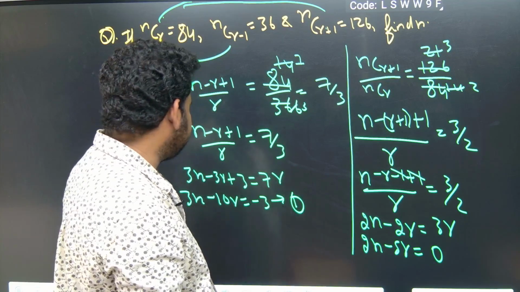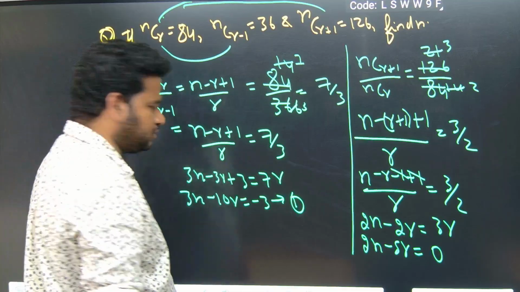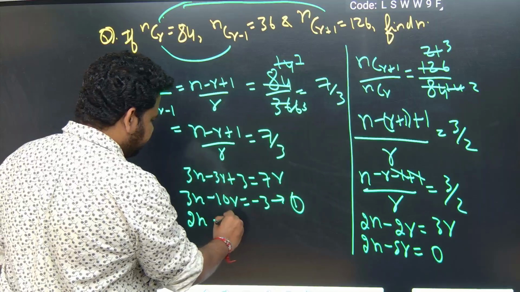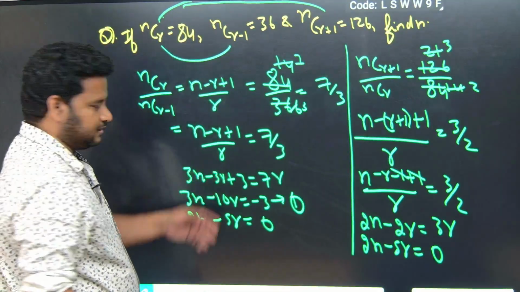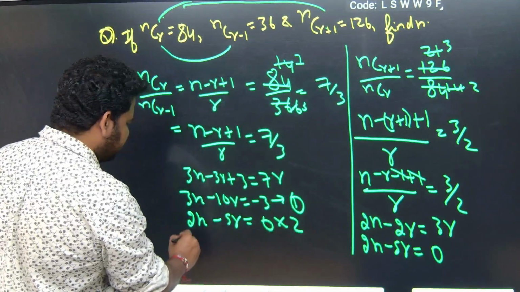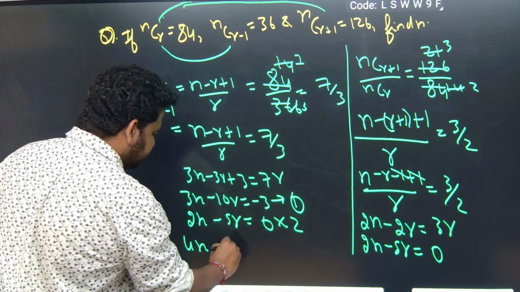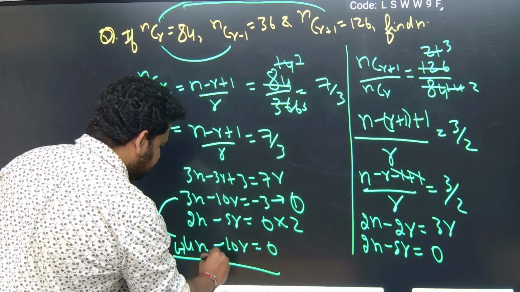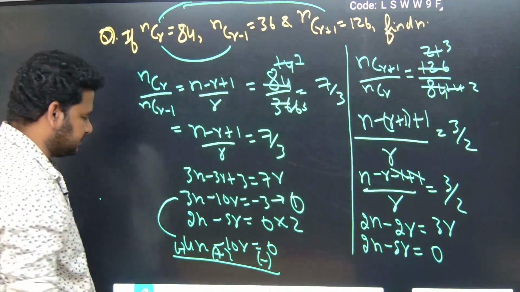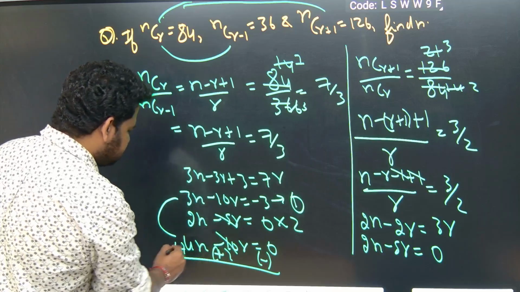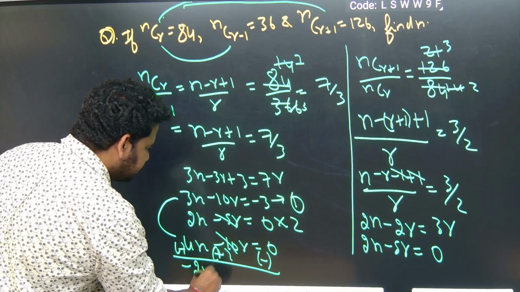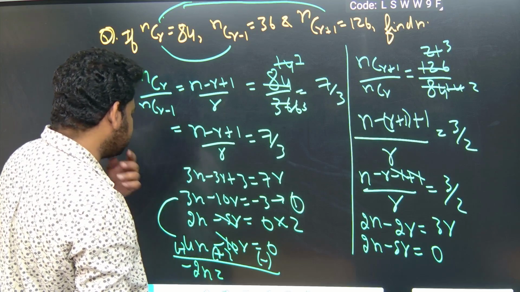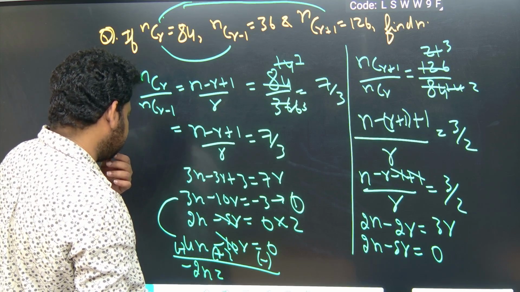So we are having two equations: 2n minus 5r is equal to 0 and 3n minus 5r is equal to 0. So let us eliminate r. Let me multiply the second equation by 2. So I will get 4n minus 10r is equal to 0. Let us solve this, minus, plus and minus. This will cancel. This will be minus 2n is equal to 10 plus 10, so this will be 4n.